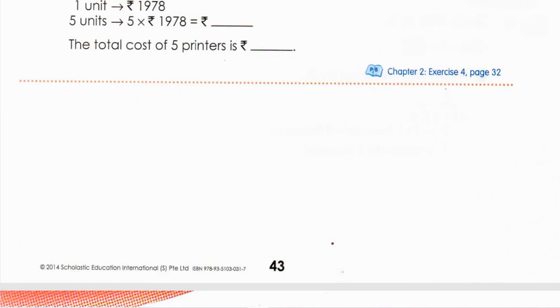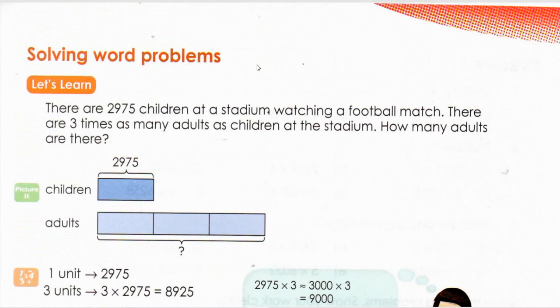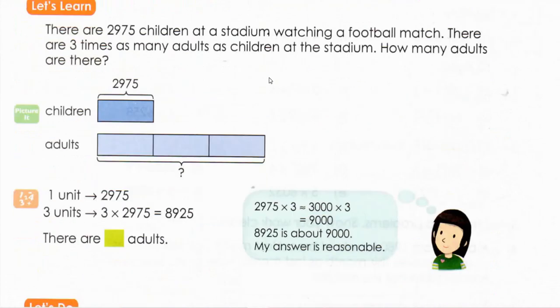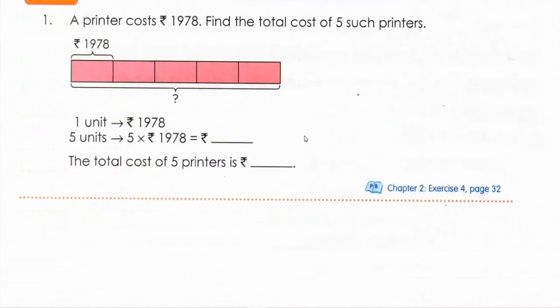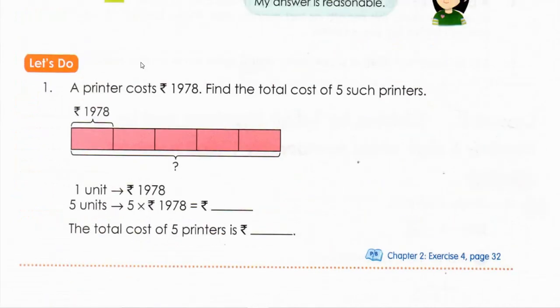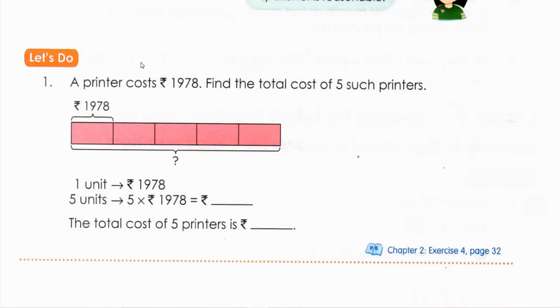Now come back to the second one, solving word problems. Let's do page number 43. A printer costs rupees 1978. Find the total cost of 5 such printers. That is, 5 means here 1 unit. Unit means the quantity. 1 printer costs how much? 1978.